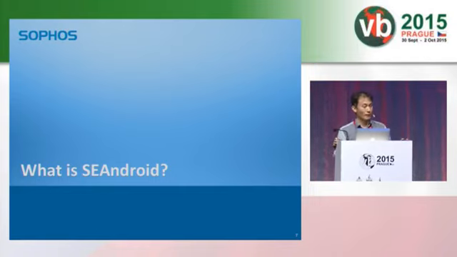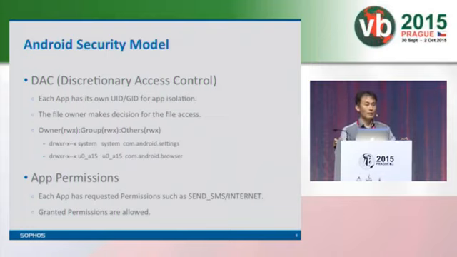Let me give you a quick overview of SEAndroid. Android is basically a Linux operating system. It comes with discretionary access control by default. Each application in your device has its own user ID and group ID for isolation. For example, this system application has a system privilege, so it has a system UID and group ID. However, a third-party browser application does not require any system privilege, so it has a normal UID and group ID. In addition, the Android operating system introduced app permissions such as send SMS or internet connection. Only granted permissions are allowed. With DAC and app permissions, the Android platform looks very secure.